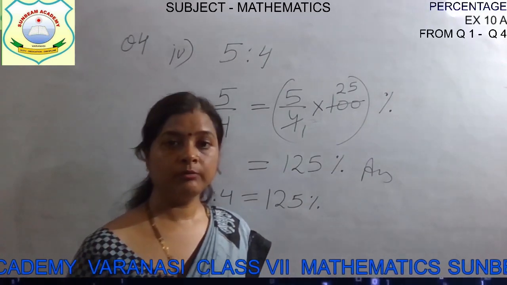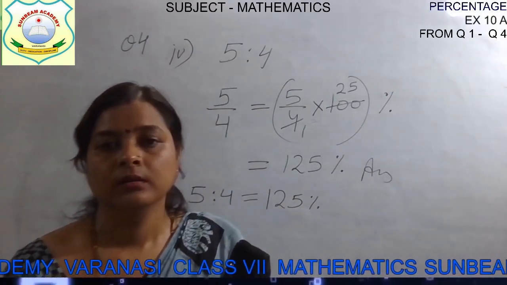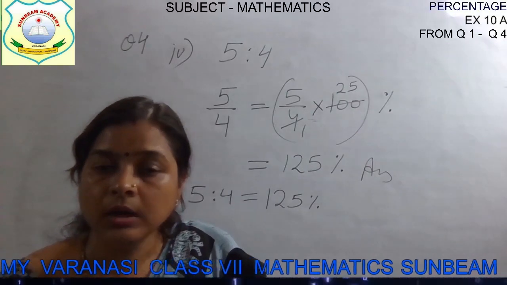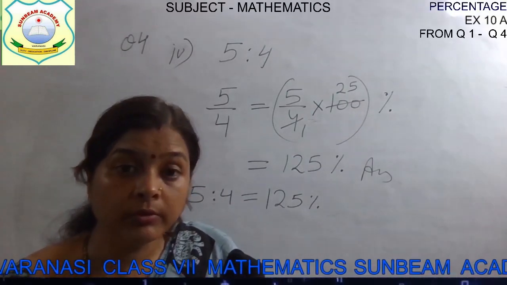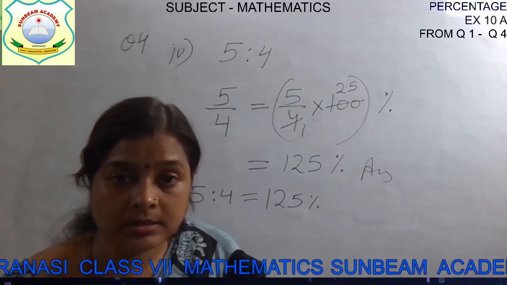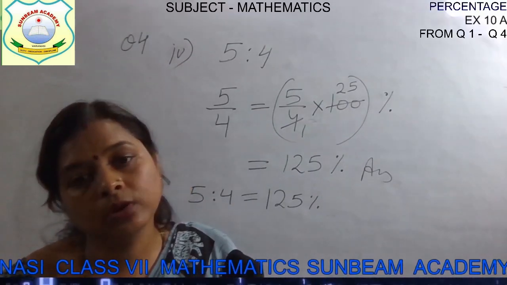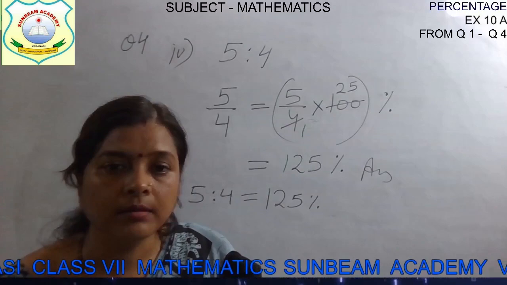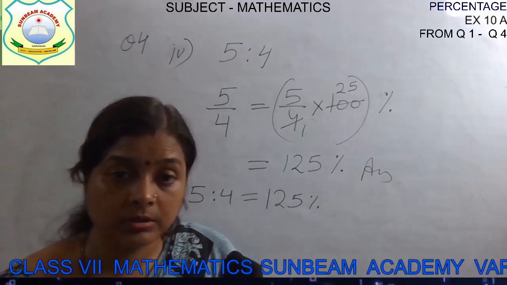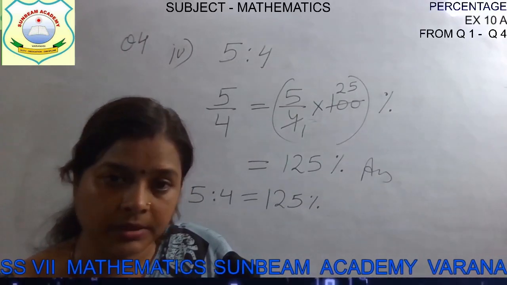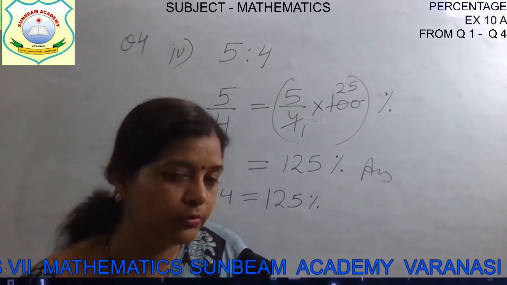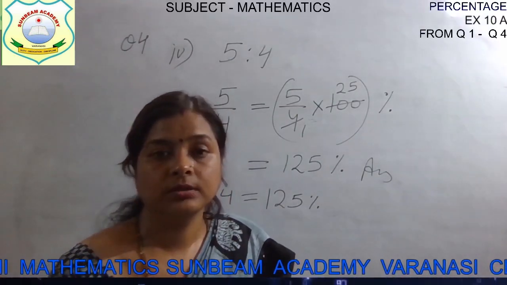Till question number 4 we have solved today. From 1 to 4, all even parts I have solved. And today's homework is, what beta? You will solve all odd number questions. If they are having parts, you will solve all odd parts. If there is no part, then you will only solve the odd question.